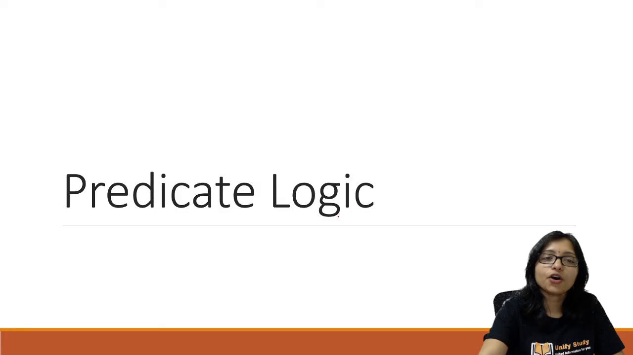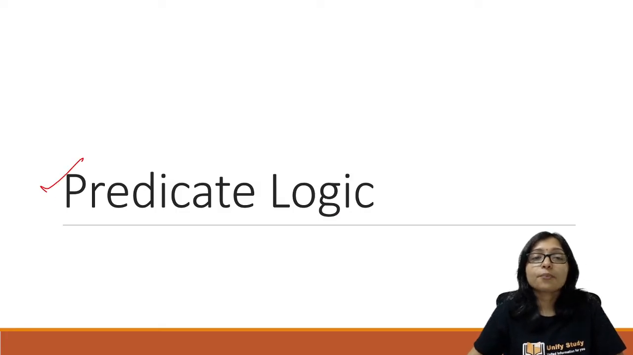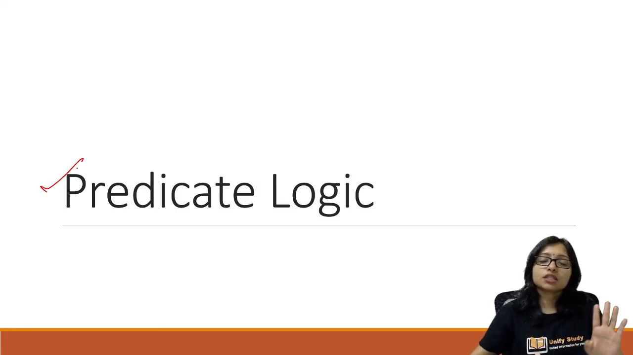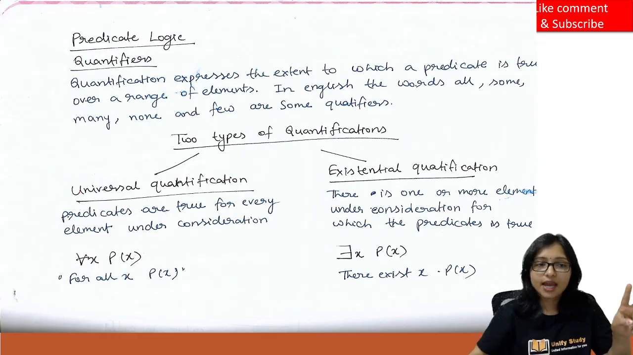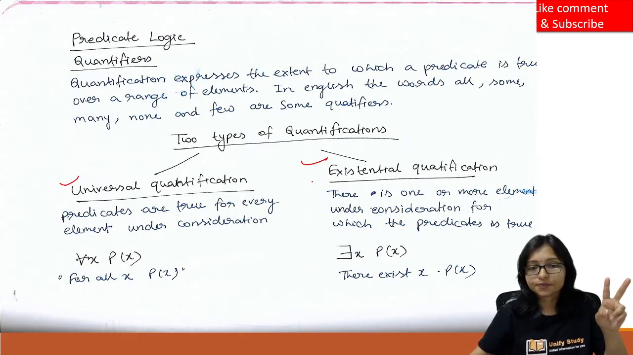Yes, got it. Now we will do predicate logic. In predicate logic there are two things. One is there exists, another is for all.